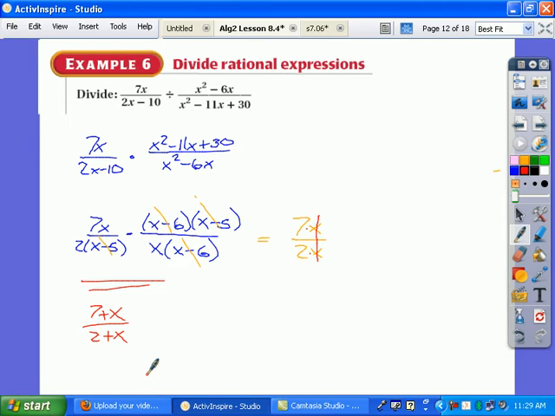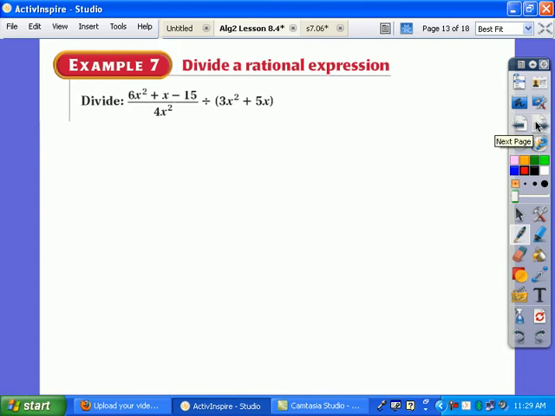All right, so let's look at this again. Again, we're doing division. Now you may say, well, hey Smith, this isn't a fraction. I'll simply put it over 1. Now it's a fraction. How do I divide 2 fractions? Take the second one, I flip it and multiply. So this is 6x squared plus x minus 15 over 4x squared times 1 over 3x squared plus 5x.